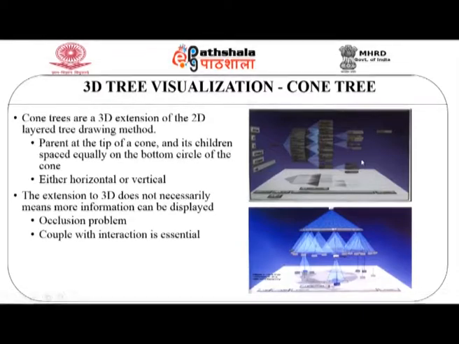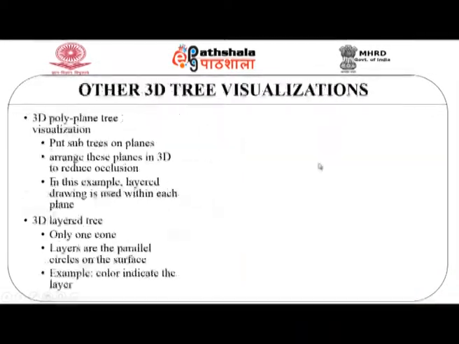There are lots of problems associated with these kinds of 3D tree visualization or cone trees. One is an occlusion problem, where it is not possible for the viewer to see what is at the back. So the front part literally hides the back part of the cone. And there are a couple of problems associated with interaction as such.